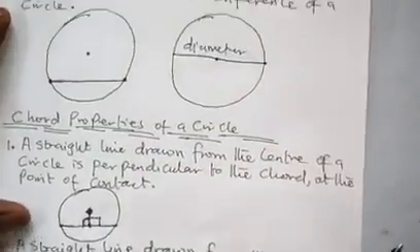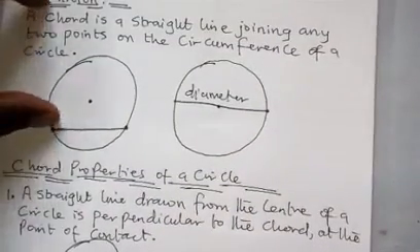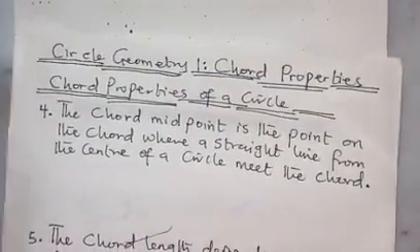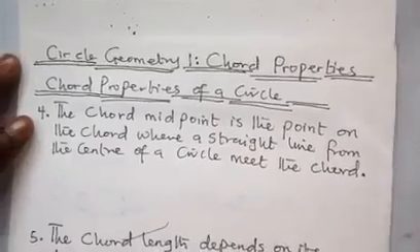Now let's take some more properties. These are the first 3 properties. Let's take some more properties of chord. Let's take the fourth property of chord.